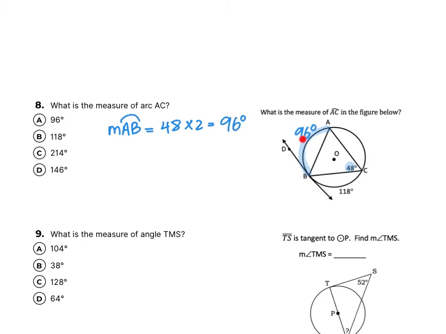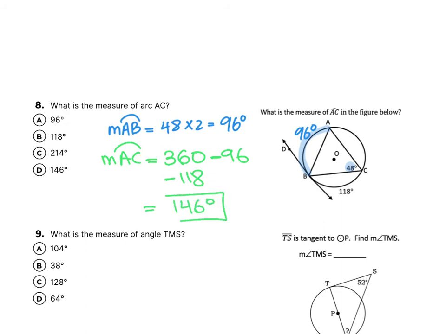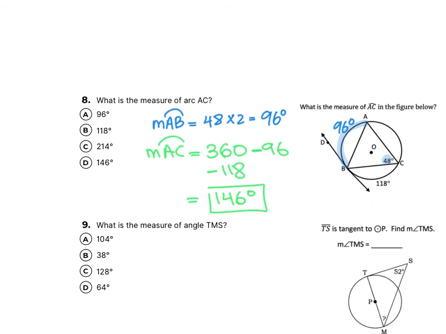So if this is 96 and this is 118, I can subtract 118 and 96 from 360 to find the measure of arc AC. It is equal to 360 minus 96 minus 118, and that will give me 146. So the measure of arc AC is 146 degrees.